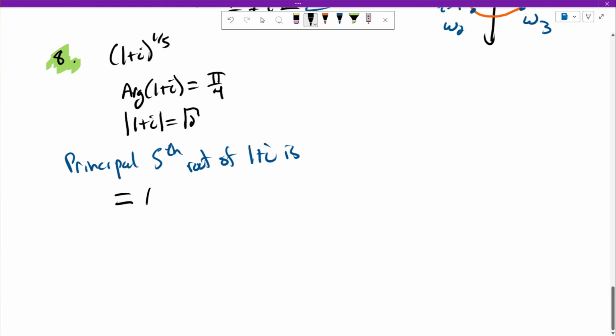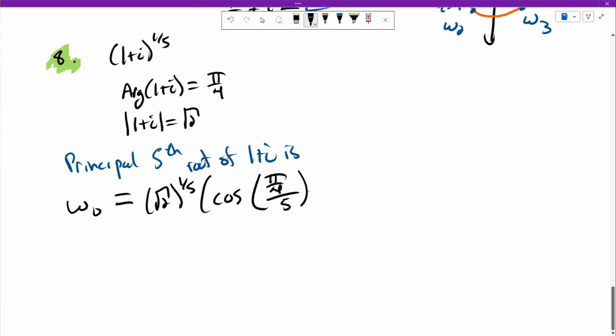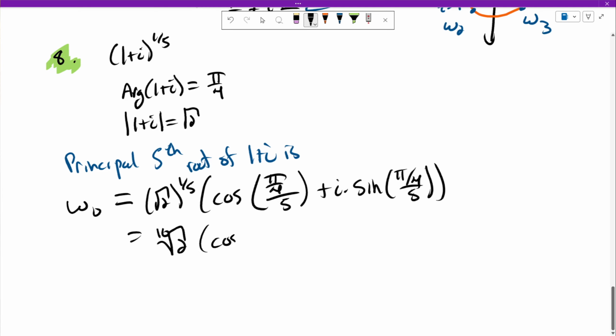We're going to take √2 to the 1/5 power, and then cosine, where we use our principal argument, divided this time by 5. I should put, sorry, W0. I should put 2 pi times 0, but the 0 annihilates it. 0 is the great annihilator. 2 to the 1/2 to the 1/5 is 2 to the 1/10. And then we get cosine pi over 20 plus i sine pi over 20.